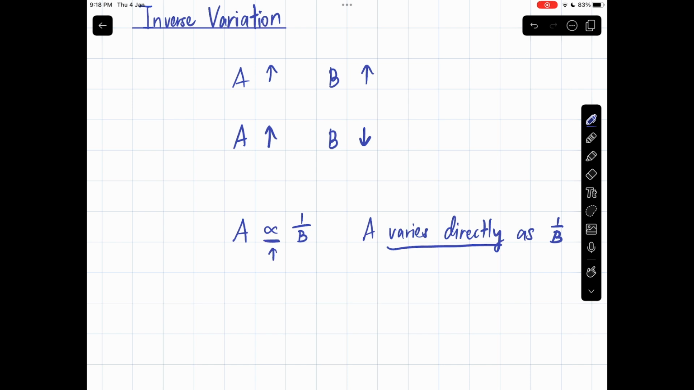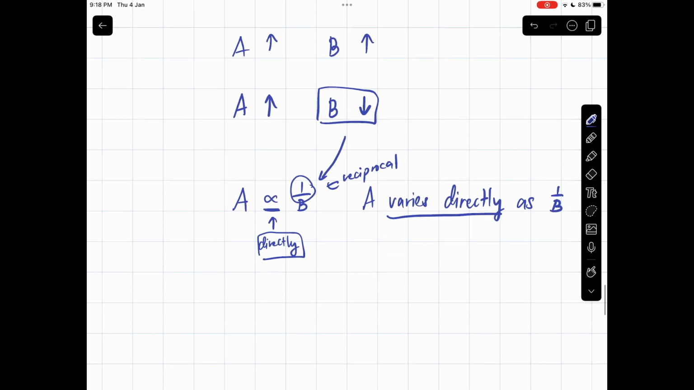That's because this symbol still means directly proportional. It's just that to represent B is decreasing, we have used this 1 over symbol, which is known as reciprocal. It's a property in fraction. So we have used 1 over B to represent that B is decreasing. If you would like to write it as B instead of 1 over B, you would write A varies inversely as B.